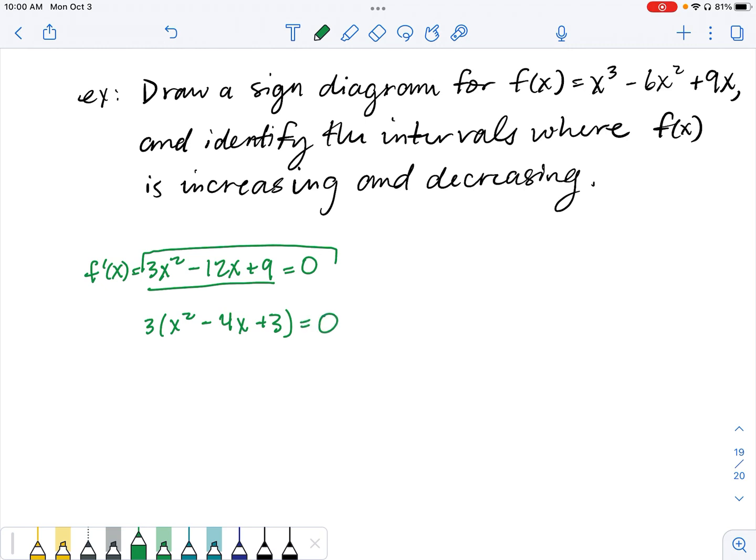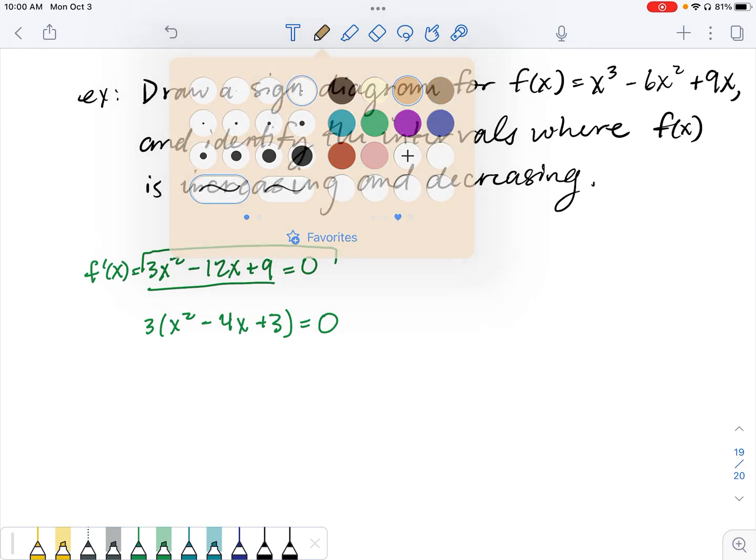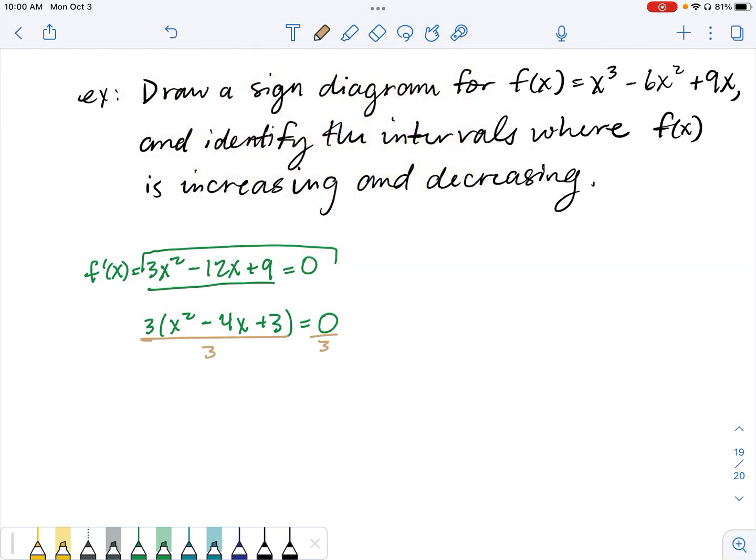Notice that if you divide both sides by 3, the 3 can even just go away right there, and so now that's just a 0. We can factor this trinomial: factors of 3 that add up to negative 4, and that would be negative 1 and negative 3. Negative 1 times negative 3 gives us positive 3. Negative 1 plus negative 3 gives us negative 4. So I could rewrite this in factored form: x minus 1 times x minus 3 is equal to 0.